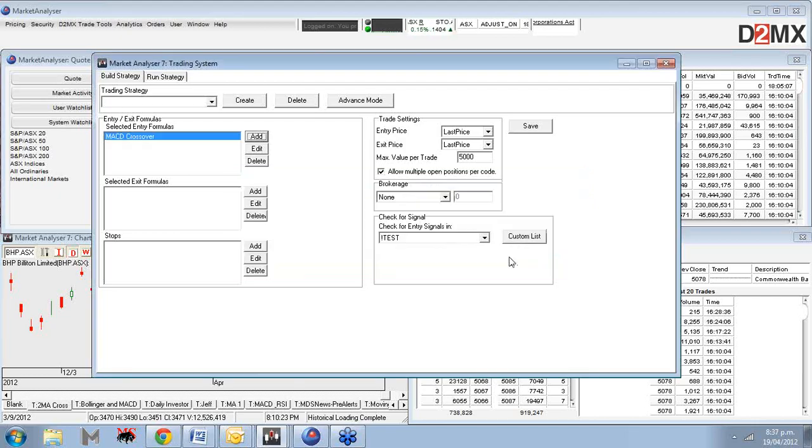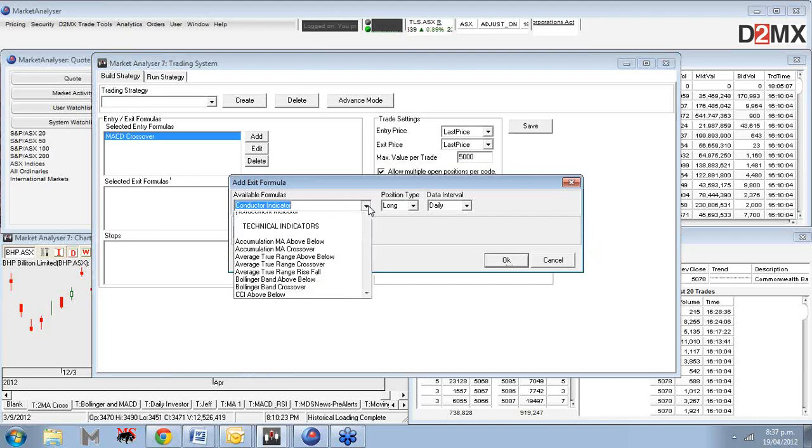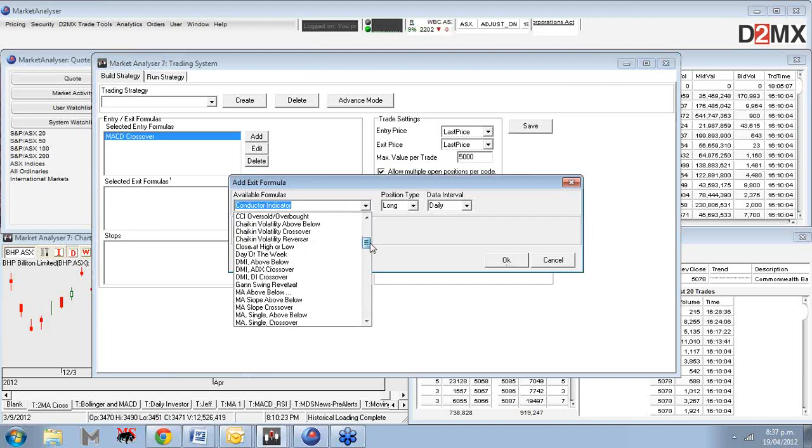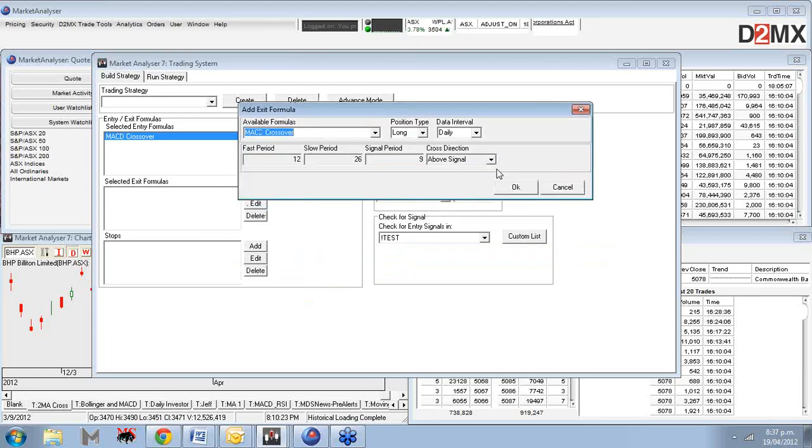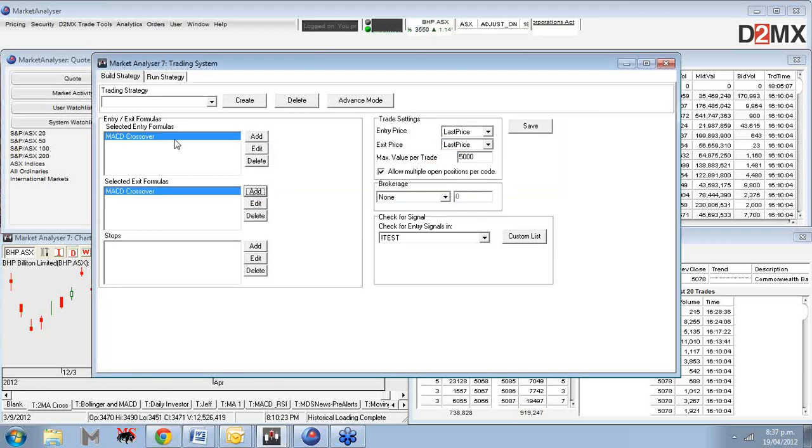So tell it OK. Now the selected exit formula, we can add that, and we'll use the same MACD to get out. MACD crossover, and this time to get out, we're going to exit a long position when the cross direction is below the signal line. So when the MACD crosses down, we're going to exit a long position.